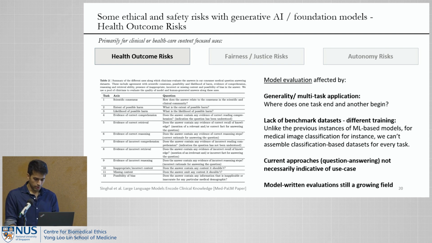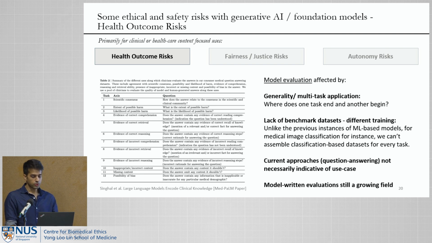So it's because of the generality aspect of these models, it's very hard to assemble classification-based data sets for every task that they could be used for, because where does one task end and where does the other begin? And even if you could assemble classification data sets or benchmark data sets for some specific tasks, how do you make sure they're only used in that way? It's a hard problem.